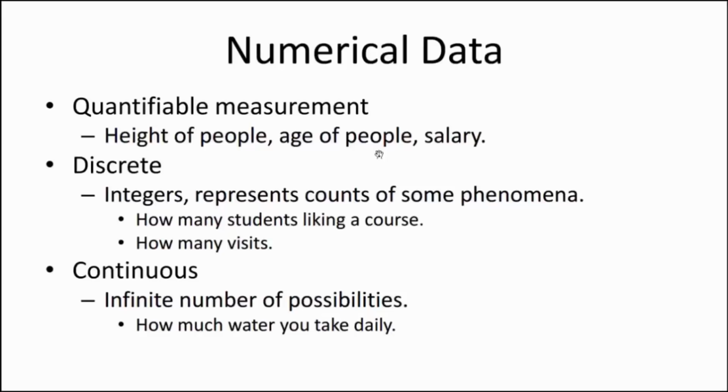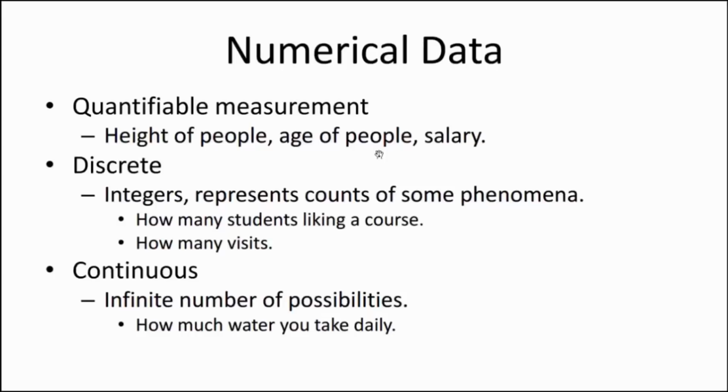Again, we can categorize the numerical data into two parts. First one is the discrete type of data, where we are dealing mostly with integers, and it represents basically some counts of some phenomenon. For example, how many students like a course, or how many visits a particular website has received, or some other quantifiable thing which we represent in terms of integers.